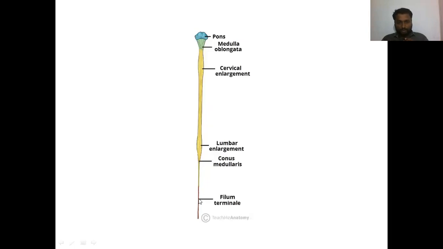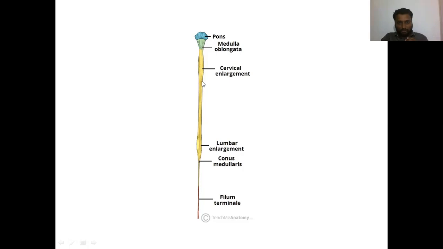The filum terminale. And this spinal cord shows two bulgings or two enlargements. The first enlargement is seen in the cervical region, so it is known as the cervical enlargement, and the second enlargement, which is seen in the lumbar region, is the lumbar enlargement. So the introduction about the spinal cord is clear.